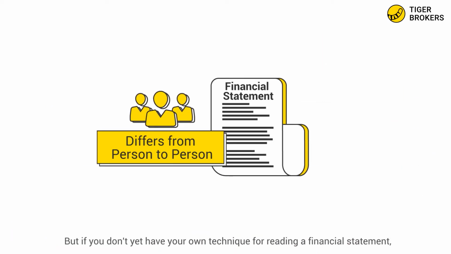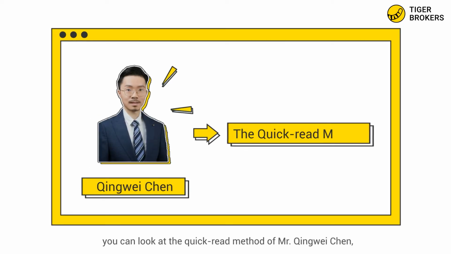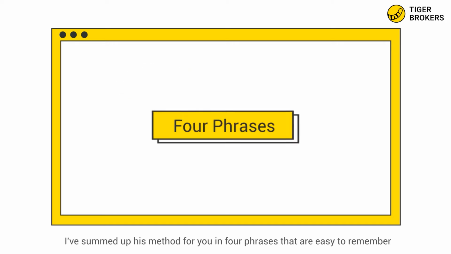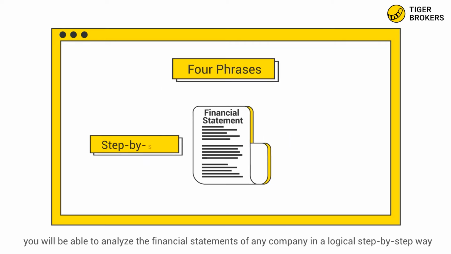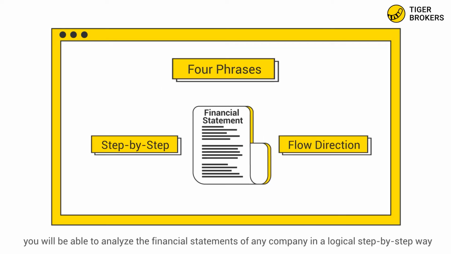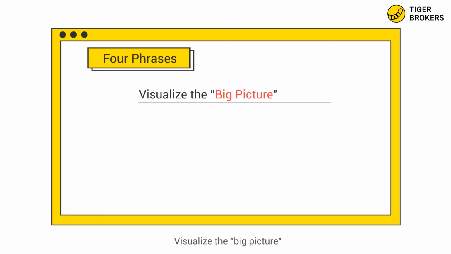But if you don't yet have your own technique for reading a financial statement, you can look at the quick read method of Mr. Qingwei Chen, Director of Investment Research at Tiger International. I've summed up his method for you in 4 phrases that are easy to remember. I'm sure that after this lesson, you will be able to analyze the financial statements of any company in a logical step-by-step way. Visualize the big picture.